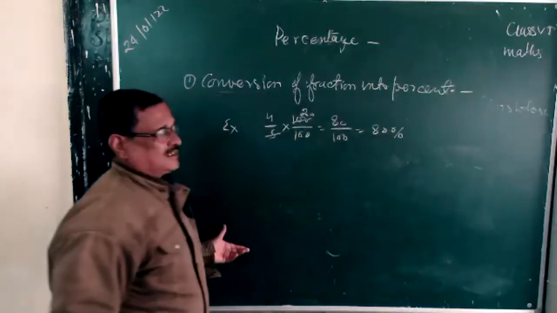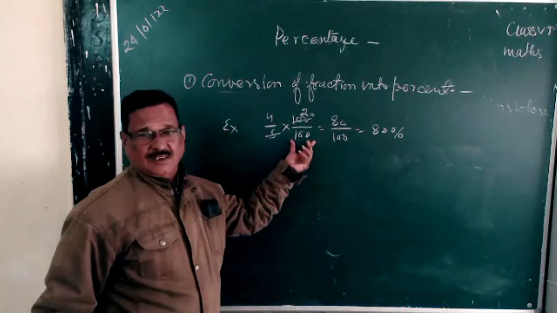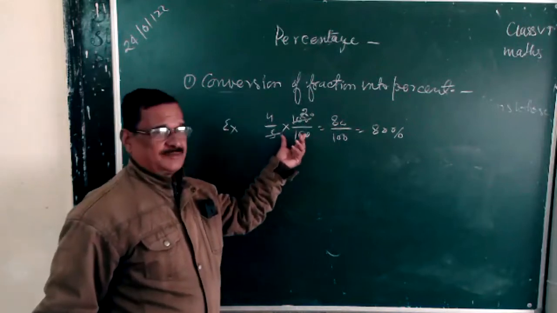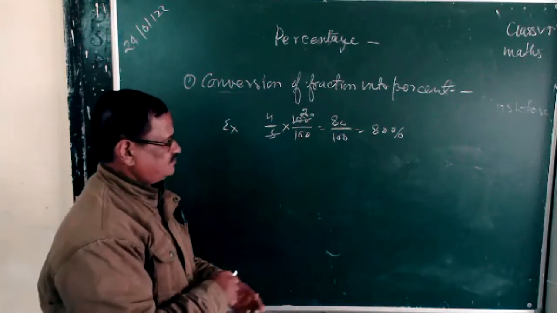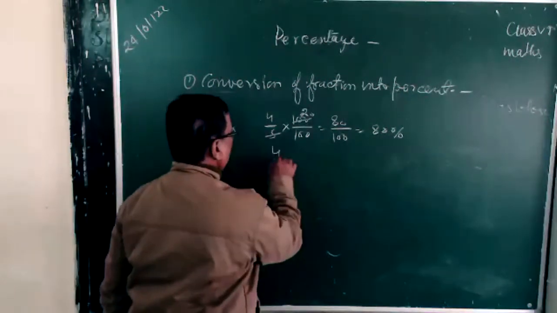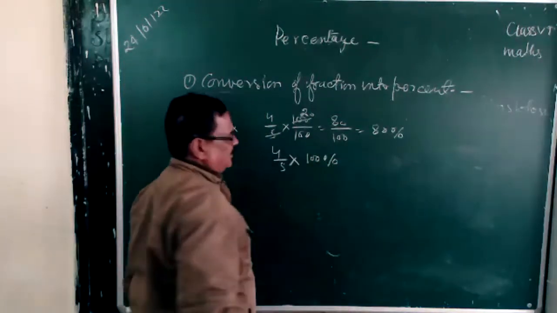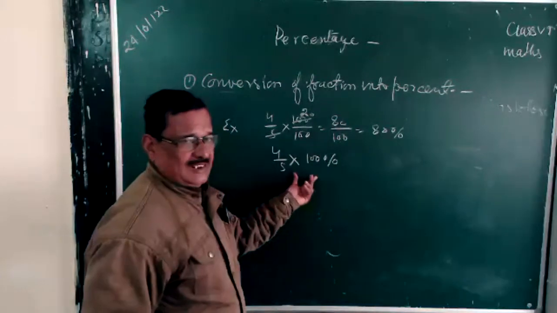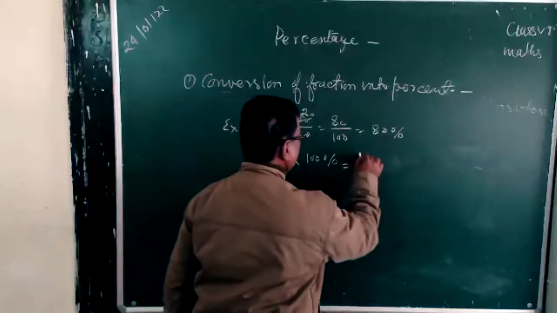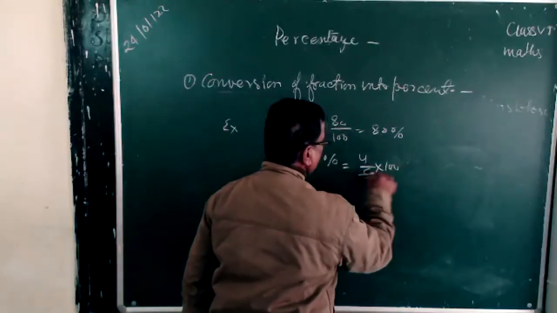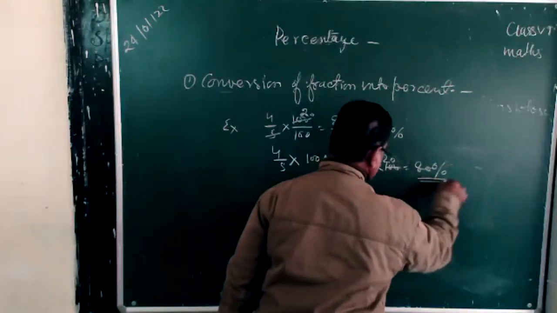Similarly, any fraction can be converted by multiplying numerator by 100 and denominator by 100, we can change that fraction into percentage. It means 4 by 5 multiplied by 100%, or simply you can say any fraction multiplied by 100 changes into the percentage. So 4 by 5 into 100 is 400 by 5, that is 80%.